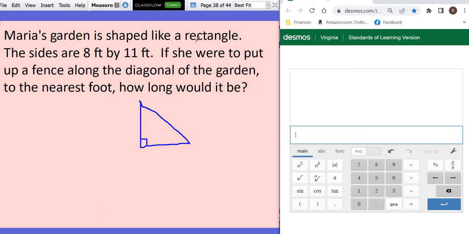Maria's garden is shaped like a rectangle. All right, they tricked me. So I'm going to go ahead and draw that rectangle. The sides are 8, and they are 11. If she were to put up a fence along the diagonal, I knew that diagonal was going to be in there, to the nearest foot, how long would it be? So they want to know, how long is this diagonal?